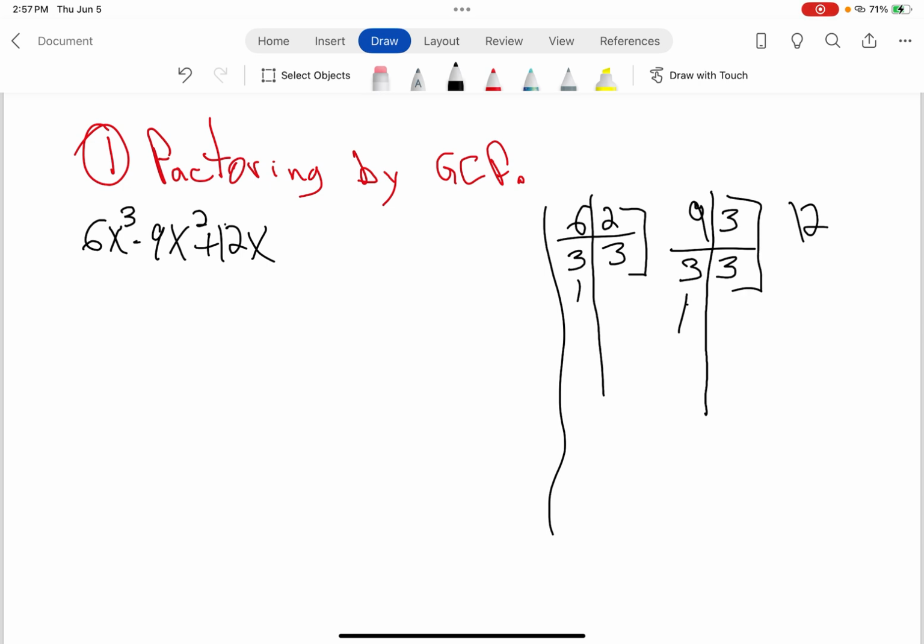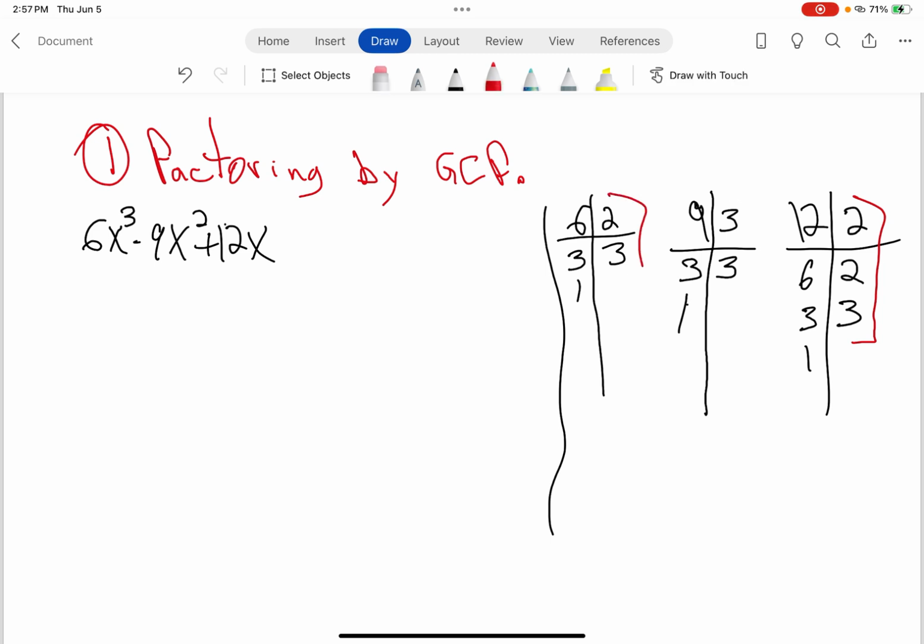And the last one is 12. Go dividing by the prime numbers. The first prime number is 2. 12 divided by 2 is 6. Then 6 divided by 2 is 3, right? And then 3 divided by 2 is not possible, but 3 divided by 3 is possible, which is 1. So those are the factors for 12.